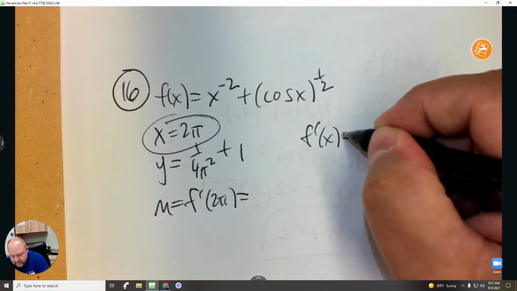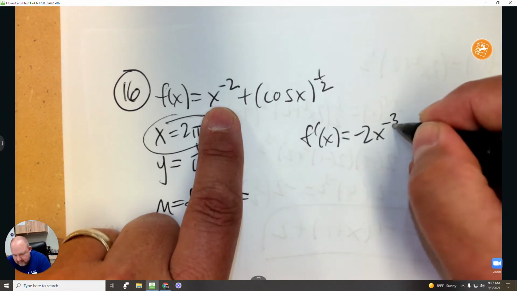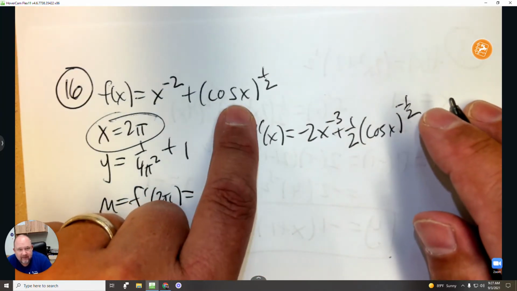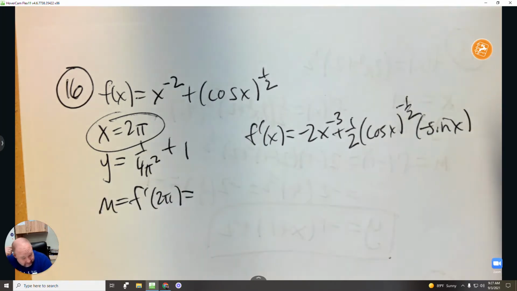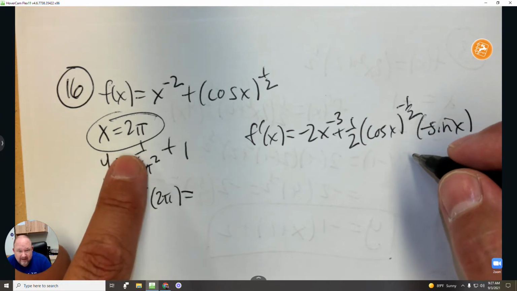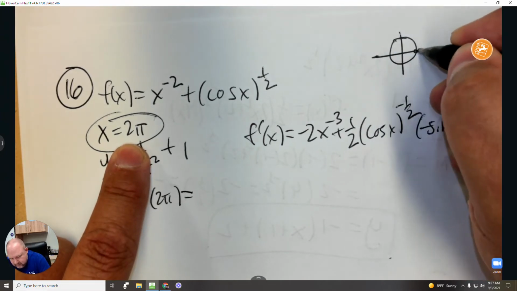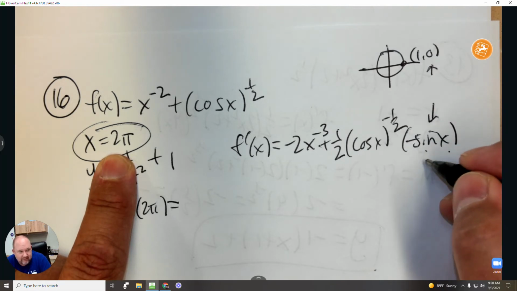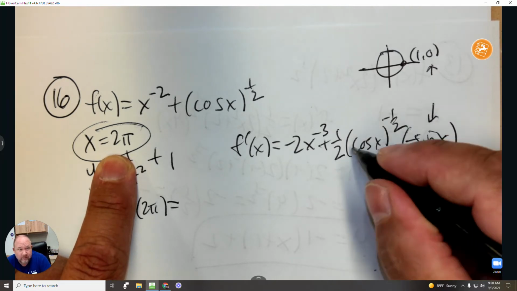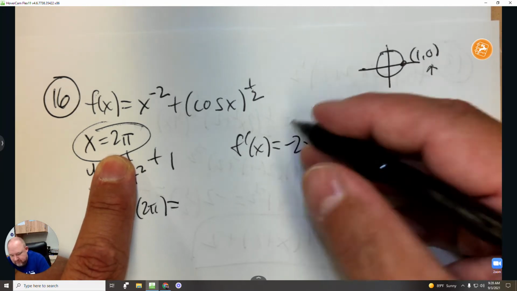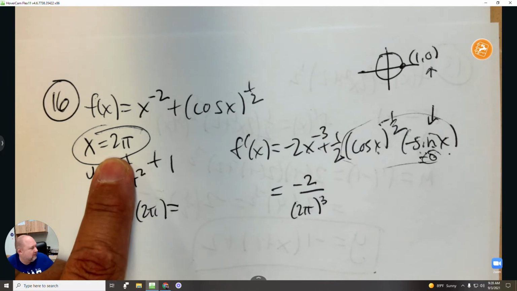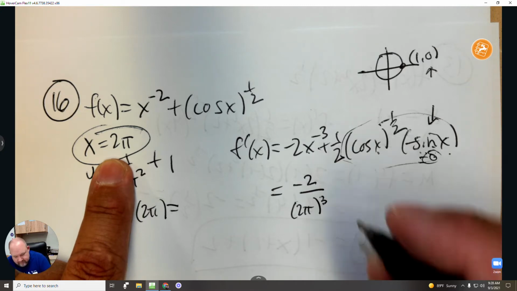So the derivative here is negative 2x to the negative 3. The derivative here is 1/2 cosine to the negative 1/2, and then the derivative of cosine is negative sine. Now, when I plug in 2 pi, the sine is 0. I'm only saying that because once you plug in 2 pi here, this is equal to 0. So 0 times whatever, this whole thing here is 0. And what I'm left with is negative 2 over (2 pi) to the 3. That's what the slope is. You could also simplify it.